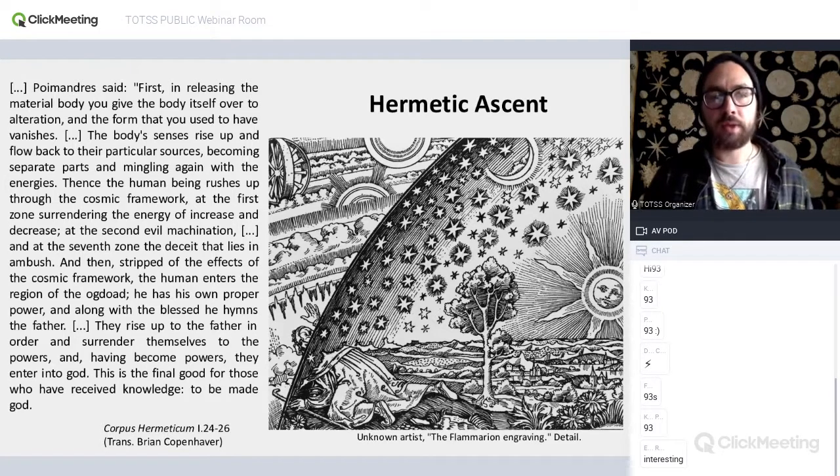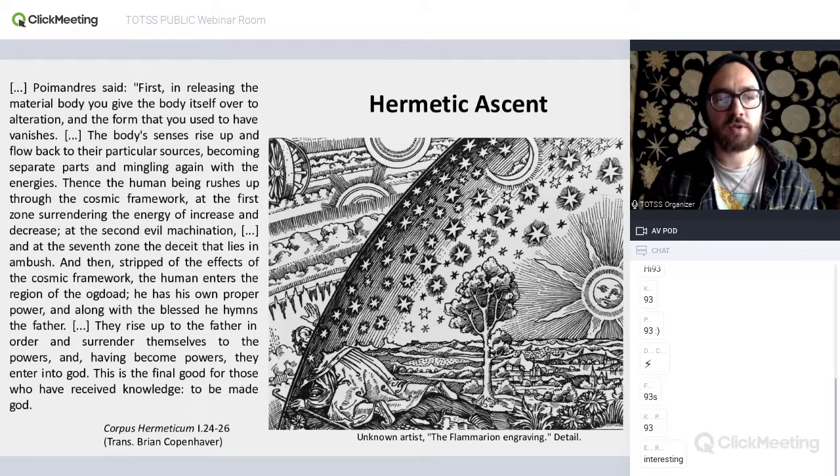So we might think that this is something a little bit more than simple astral projection, but something like rising through the spheres, where the soul leaves the body and is now rising into the celestial world. "The body's senses rise up and flow back to their particular sources, becoming separate parts and mingling again with the energies. Thence the human being rushes up through the cosmic framework."